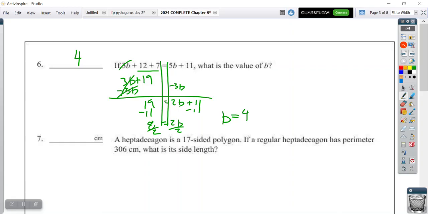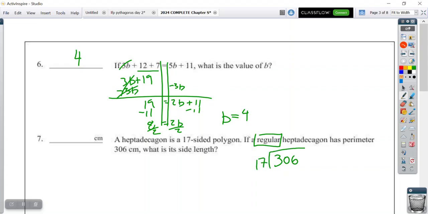So moving on to number 6, a heptadecagon is a 17-sided polygon. If a regular one has a perimeter of 306 centimeters, what is the side length? This is just a long division problem. So a regular shape means that all of the side lengths are equal. So we have 17 equal side lengths, so we're going to have 306 divided by 17.